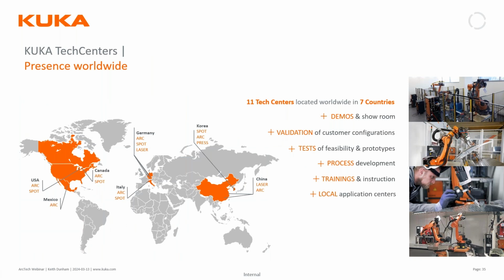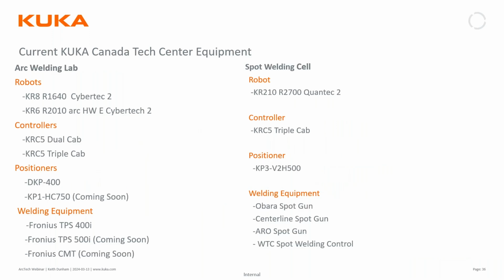And around the world, KUKA has 11 tech centers in 7 countries, Canada being one of them. Different things are done at different facilities: validations, tests, processes, training. The KUKA Canada lab is, like I said, under a renovation. This is our spot welding cell, and this is our arc welding cell. The lab's primary function is for customer weld development, customer ArcTech training workshops, and just to showcase the KUKA option packages, all the different packages that KUKA offers.